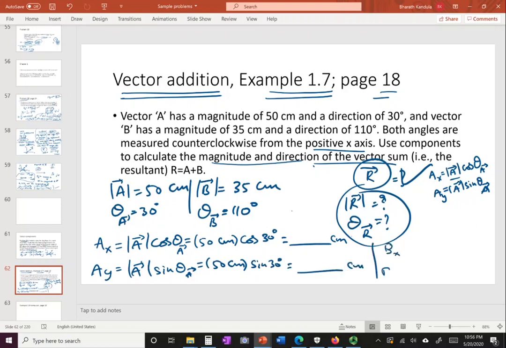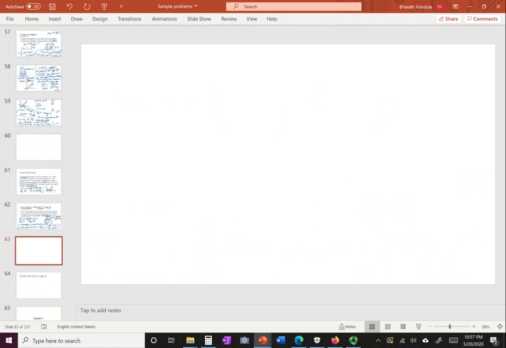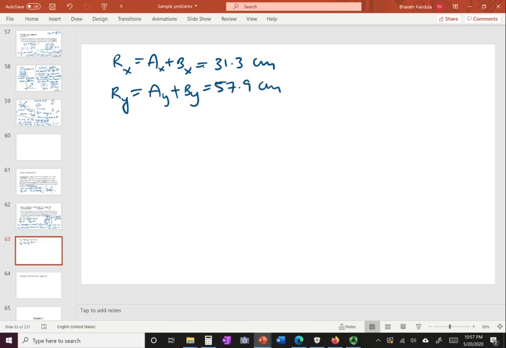Similarly, find Bx and By values, also in centimeters. So I got the Ax value 43.3 centimeters, Ay value 25 centimeters, Bx value negative 12 centimeters, By value 32.9 centimeters. Now Rx is Ax plus Bx, which equals 31.3 centimeters, and Ry is adding all the y components of the individual vectors, 57.9 centimeters.